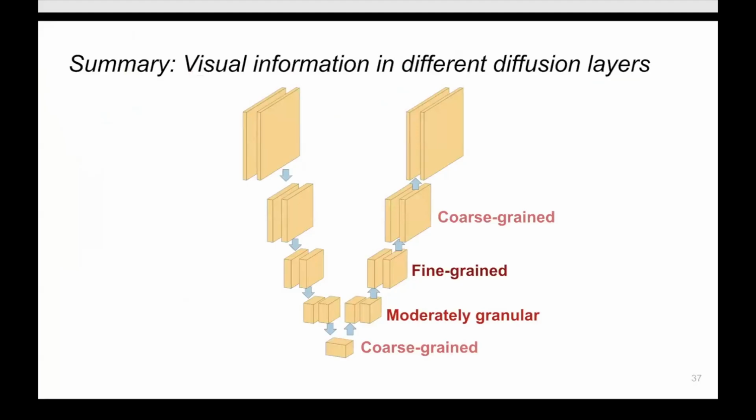So the summary was that different layers have different contributions, and the granularity of the information varies from coarse to fine grained, and then again becomes coarse and aligns with the final objective.